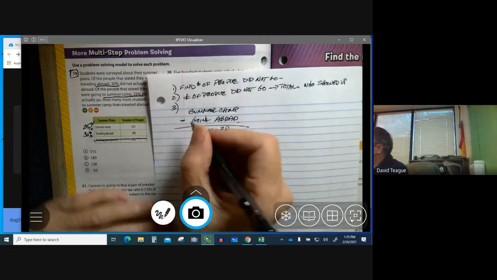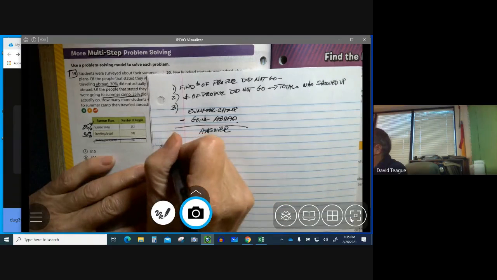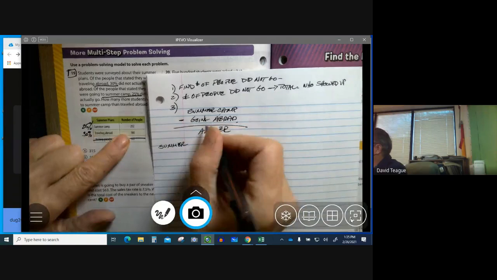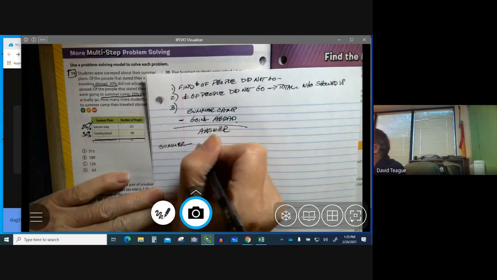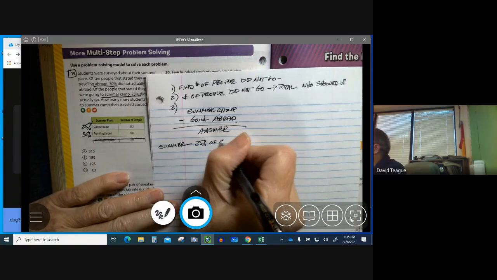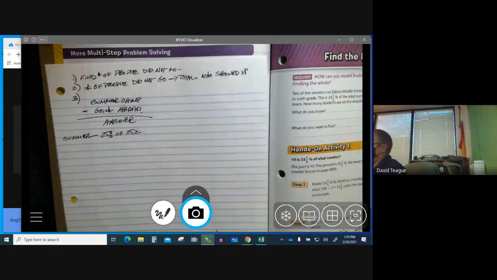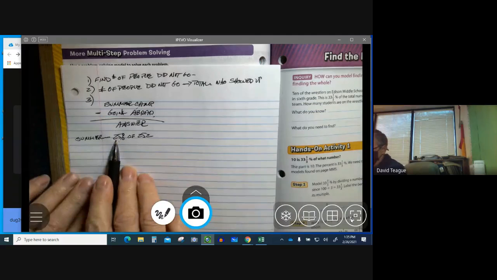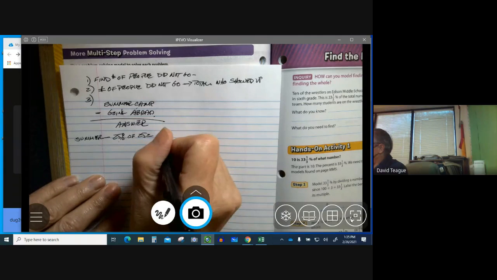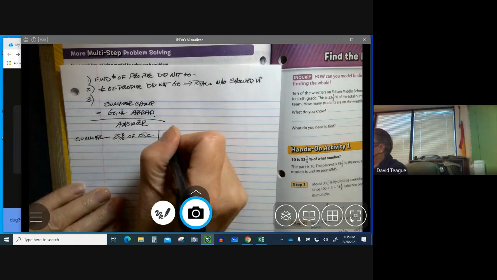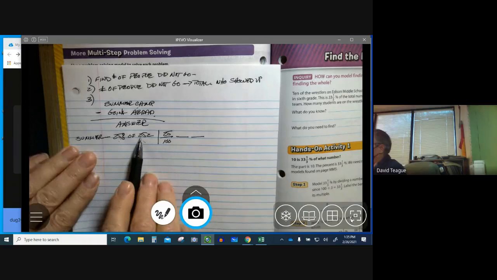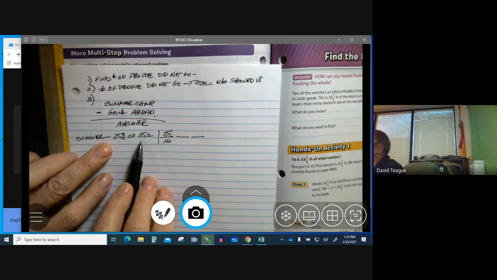Okay, so let's start with summer camp. We know we're going to take 25% of 252. So I'm going to rewrite 25% as 25 over 100, because that's what we were doing in the chapter. So 25 over 100, but I want to know what it is out of 252.